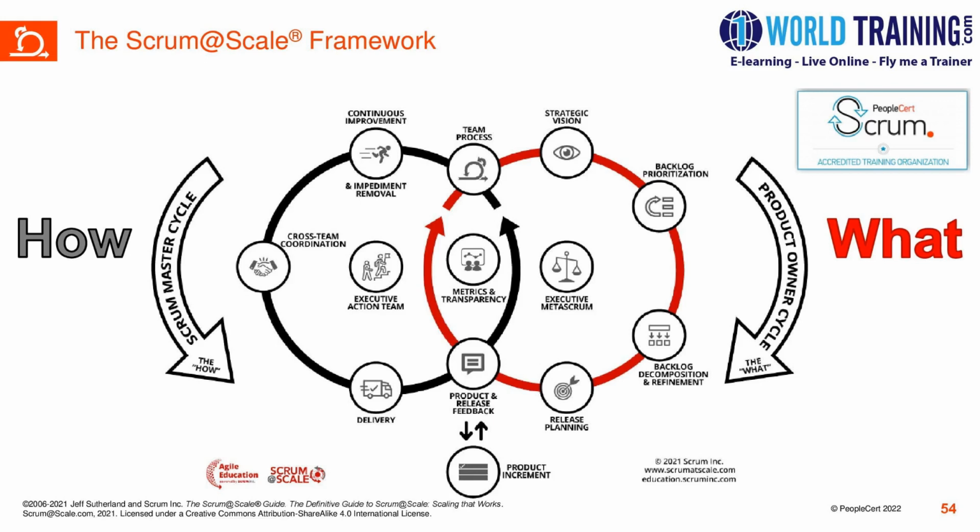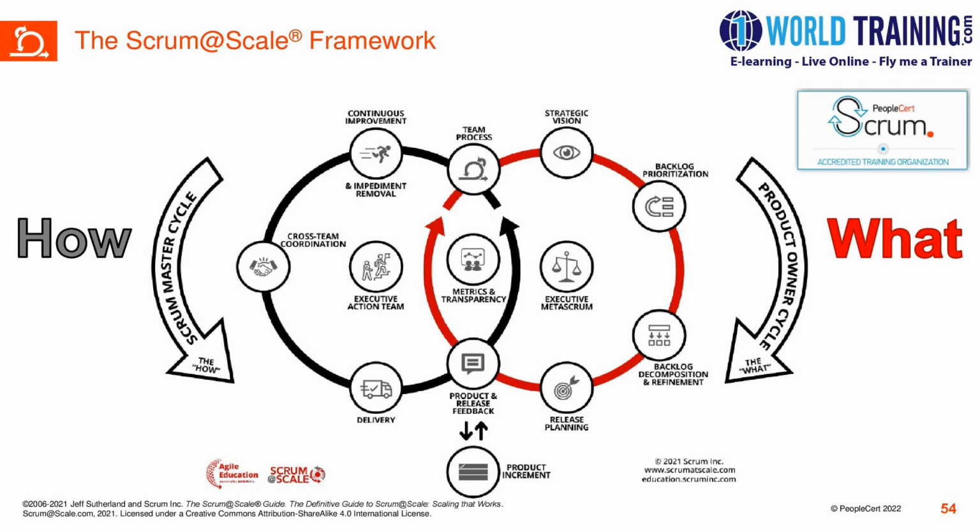Once the backlog prioritization is looked at, the next step is how the backlog decomposition and refinement can happen. That is also looked at as part of the product owner cycle. Release planning is an important step in this cycle. So what are the elements of release planning? How the sprints will move across, and which features and functionality will move across, should all be discussed as part of the release planning strategy.